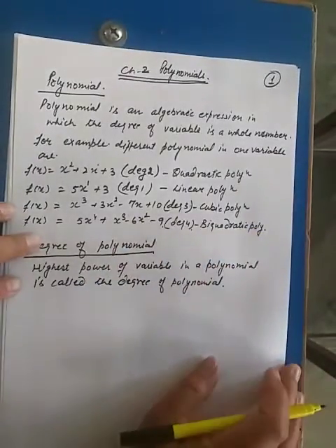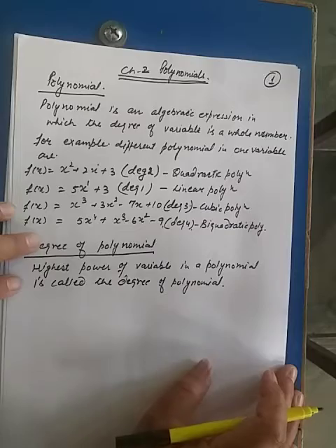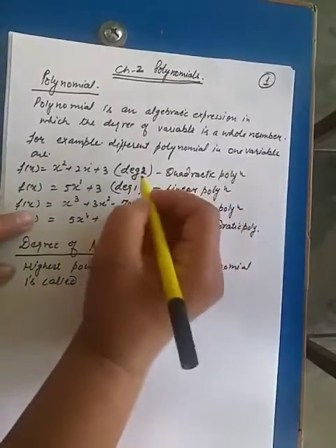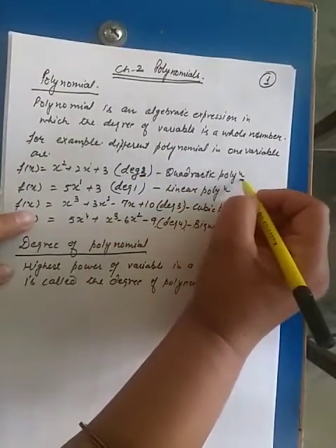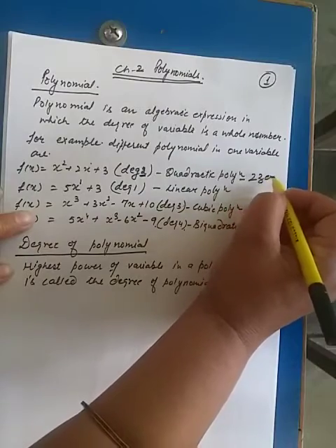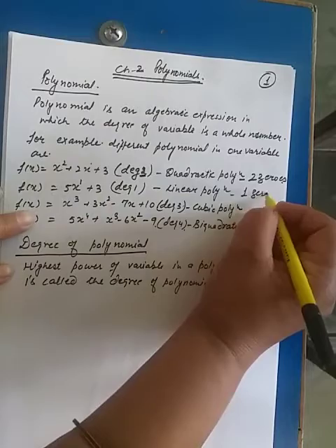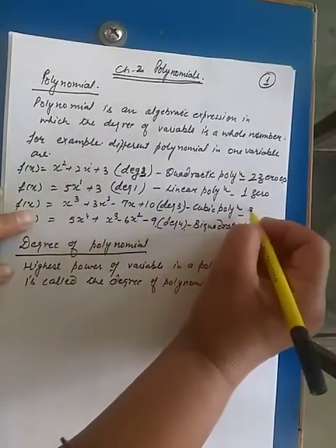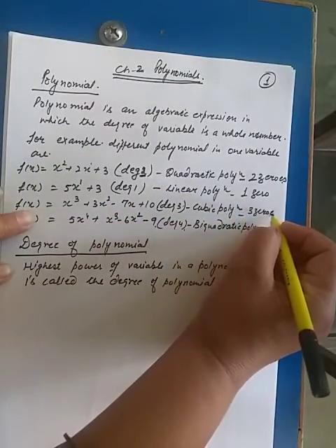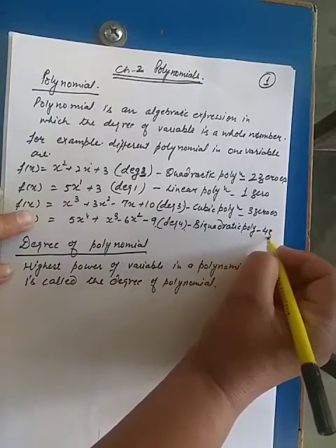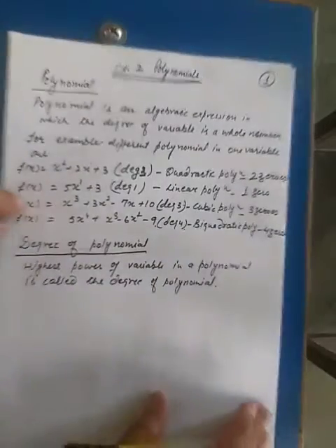According to the degree, each polynomial has its zeros. Because the degree is 2 in a quadratic polynomial, it has 2 zeros. And here the degree is 1, so it has only 1 zero. Here the degree is 3, so this has 3 zeros, and here it will have 4 zeros.